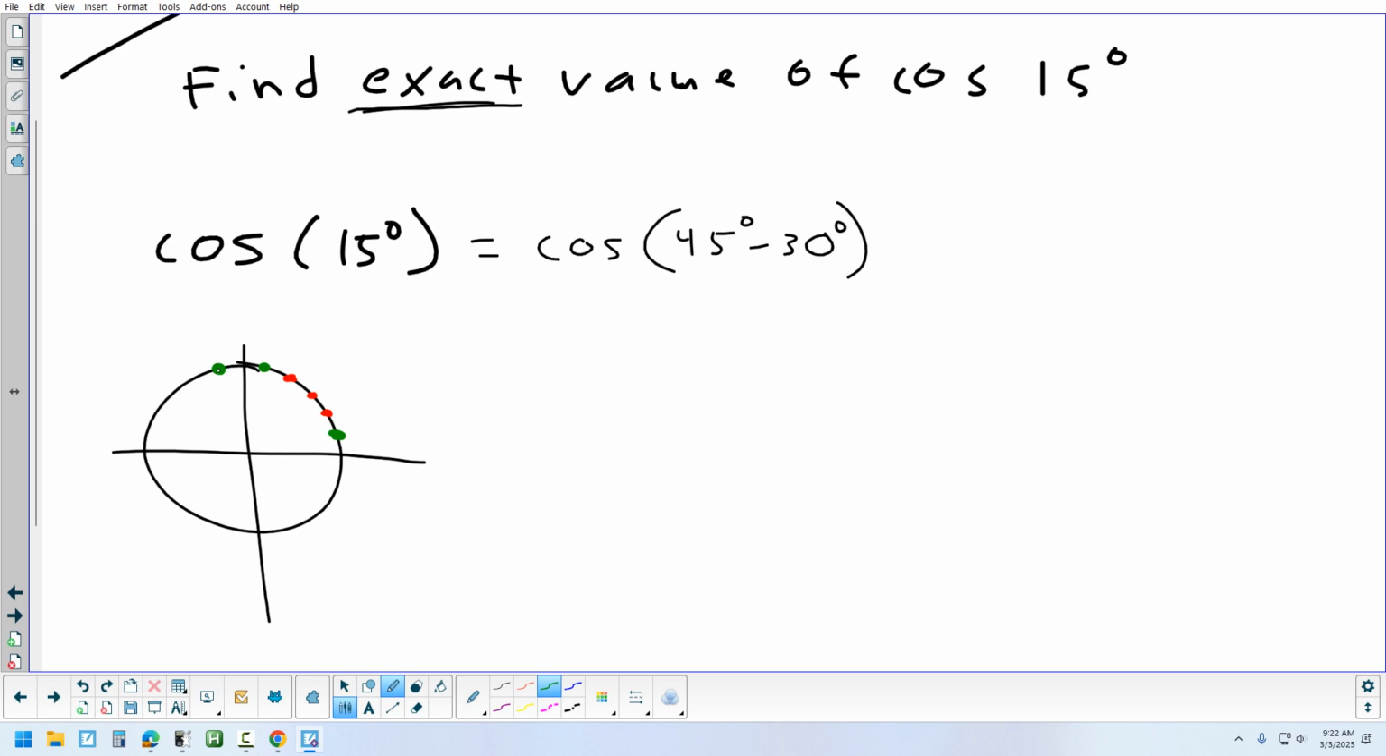That one would be 105. That one would be 180 minus 15, which is 165. 195. That one is 255. 285. And 345. But the key is we still need to remember how to do the red ones. If we don't remember the red ones, then we can't do the green ones. So we have to remember everything we've done with the unit circle.